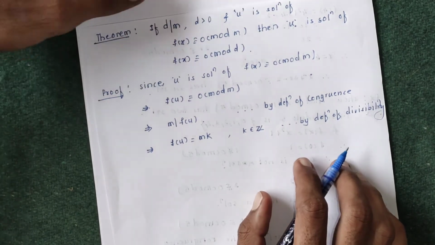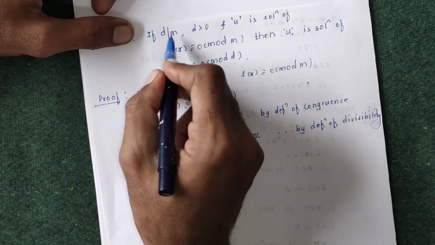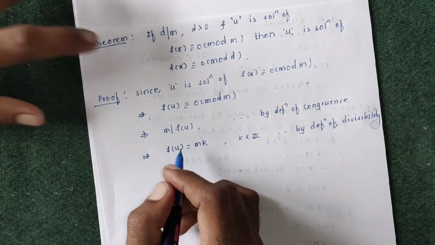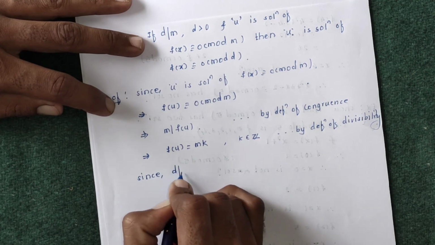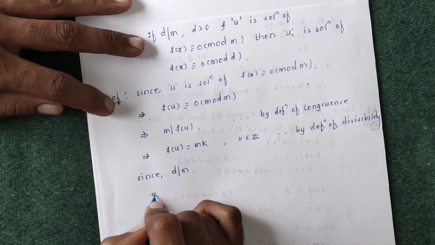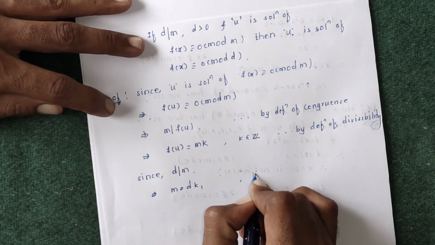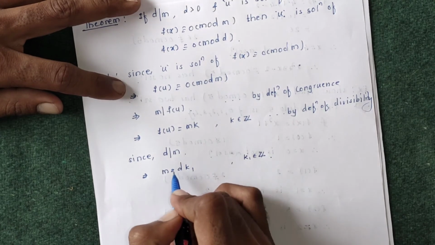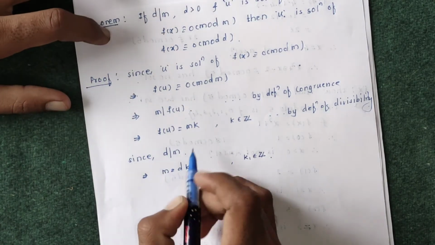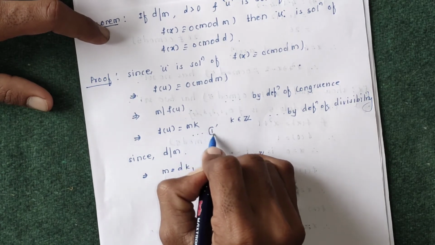Now also we are given that d is a positive divisor of m, that is d divides m. Since d divides m, this implies m is equal to d into some other integer, suppose k1, by using the definition of divisibility. So from this, the value of m is equal to d into k1. We can put the value here. Suppose this is equation number 1.